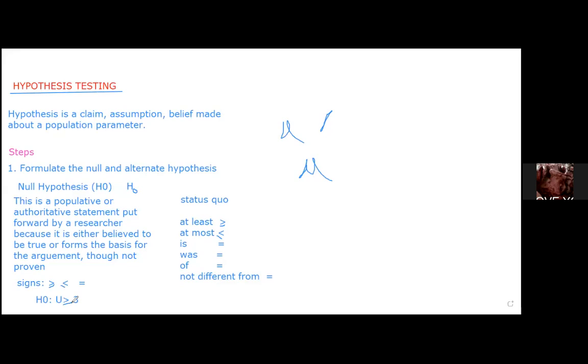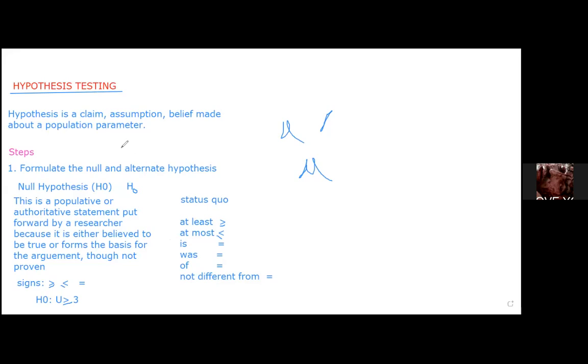So please take note of the signs that are contained in the null hypothesis. Greater than or equal to, less than or equal to, and equal to. If you put any other sign other than this in your null hypothesis, you are wrong. And there are certain words that represent the signs. Are we okay?